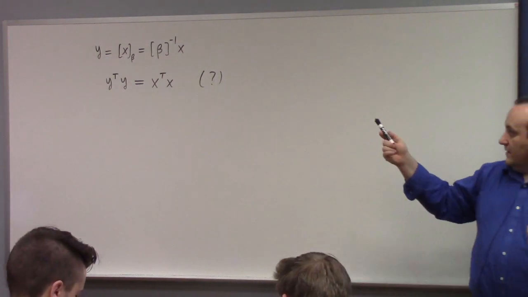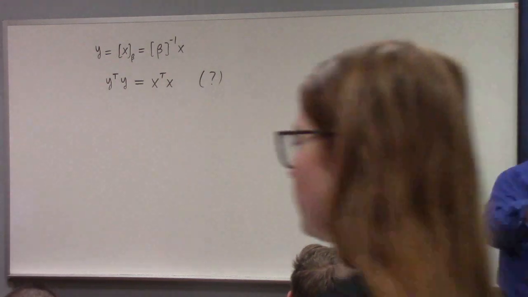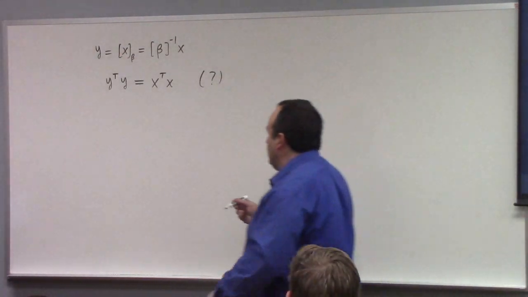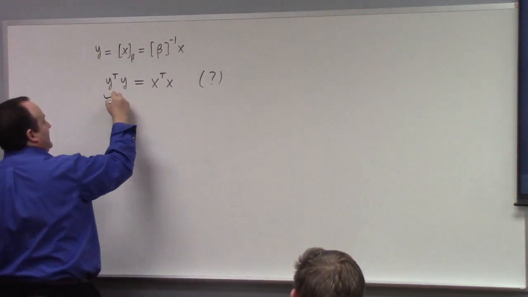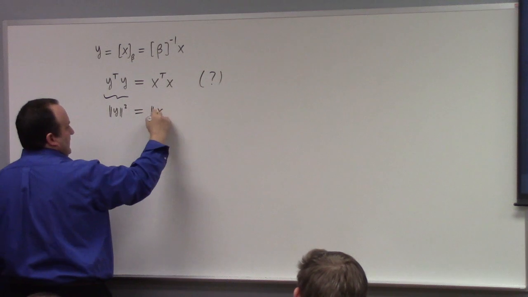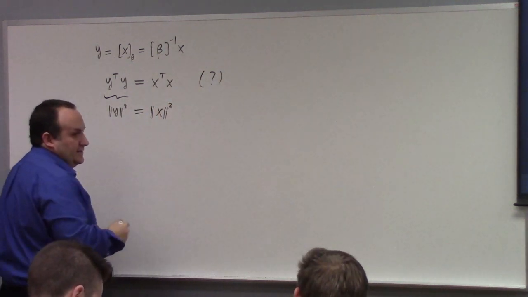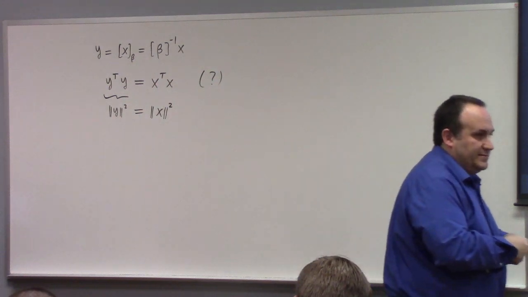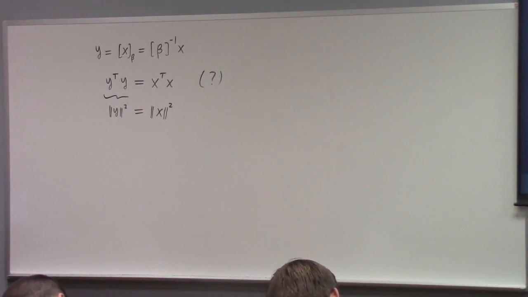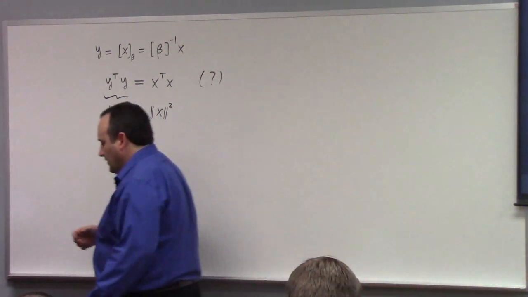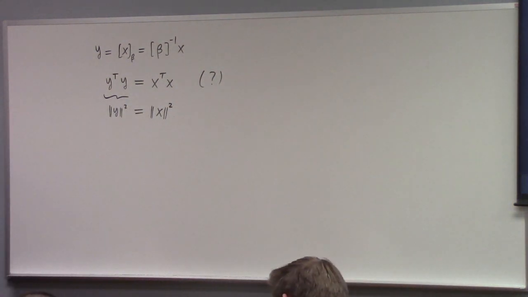If you look at your previous problem, is it the case? Because y transpose times y is the sum of the coordinates squared. This is nothing more than a sneaky way of writing the length of the vector y squared equal to the length of the vector x squared. Is that true for general coordinate changes? The answer is no, it is not. That's a special thing that is only true for orthonormal coordinates.